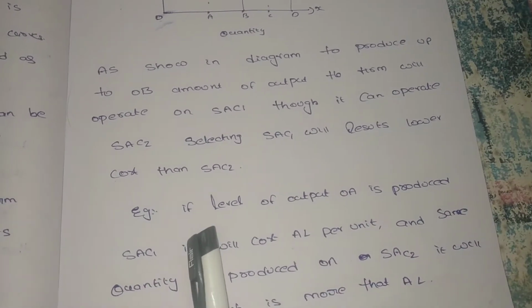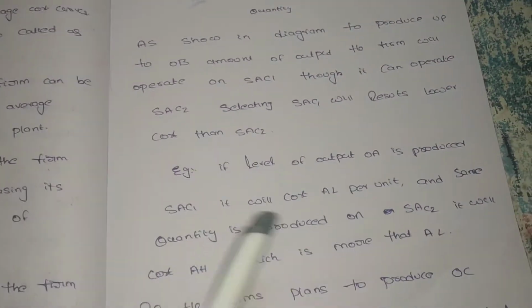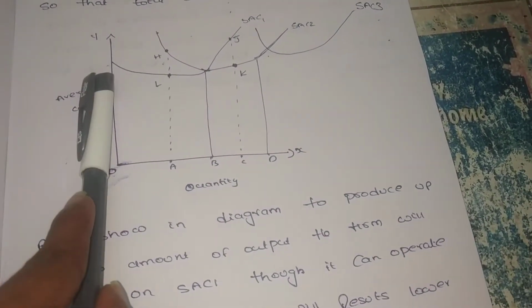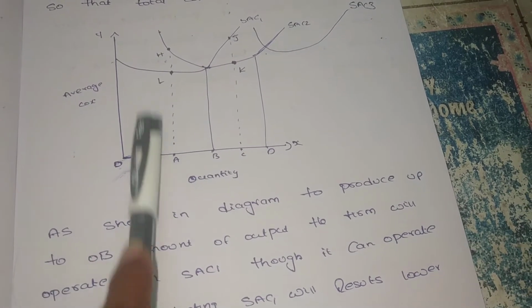Example: if the level of output OA is produced, here we are producing OA. On SAC1, it will be the cost AL per unit. Short run average cost, the cost per unit is AL.